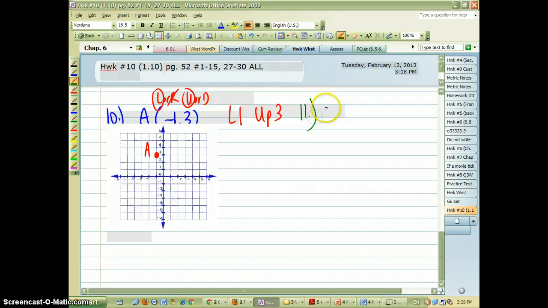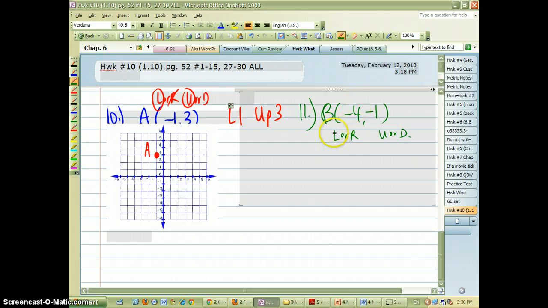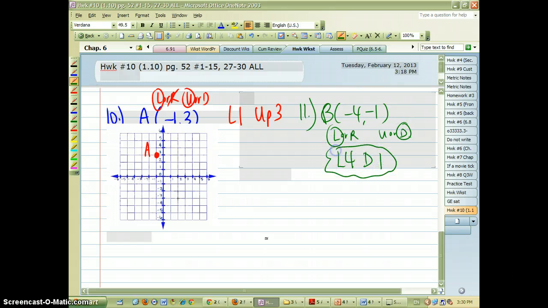Number 11, if I have B is -4, -1. Remember, the first one goes left or right. The second number goes up or down. So -4 represents left because it's negative, goes left. Left 4, and the -1 means up or down. Down, so then I'm going to go down 1. So this is going to tell me which direction I go. And I always start in the middle, in the origin.